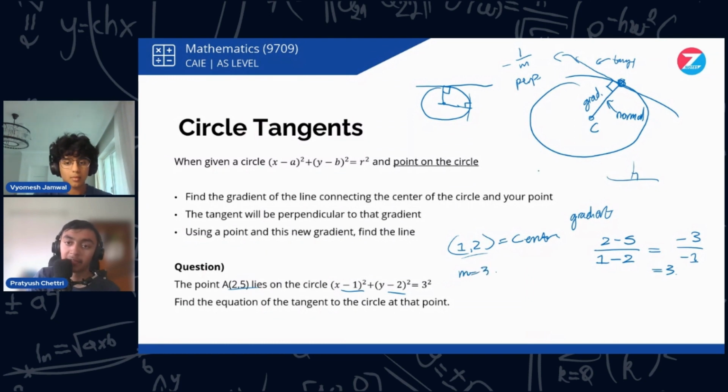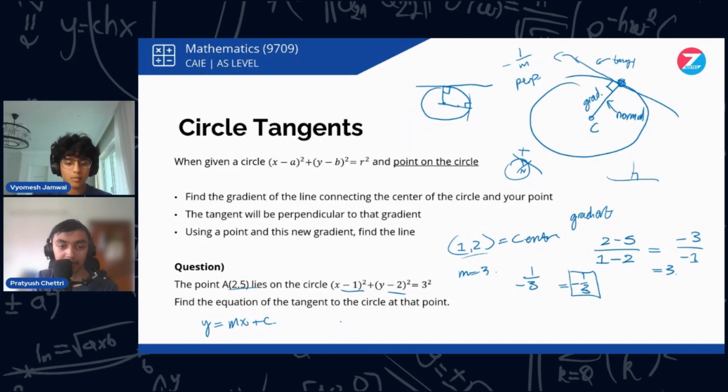And that's the gradient of the normal, remember, the normal. And the tangent is perpendicular. So I'm going to put minus 3 over 1. That's the perpendicular one, so that's the gradient we need. So now we have the gradient, we have the point. Use our equation, y equals mx plus c. So I'm going to substitute in y, x, and m to get c.